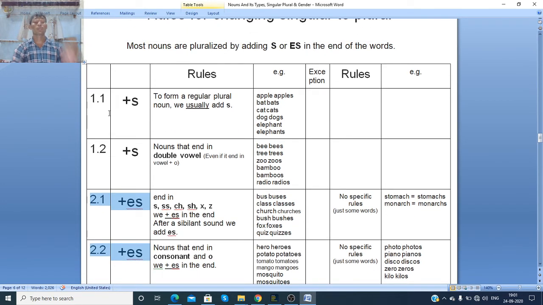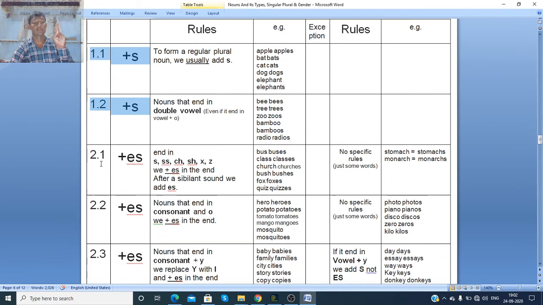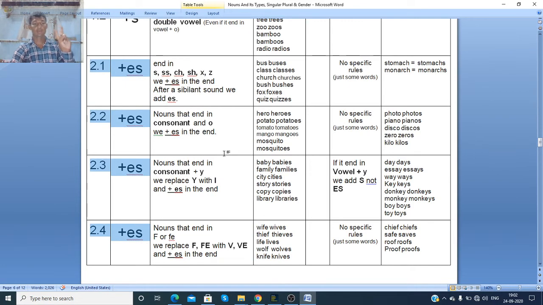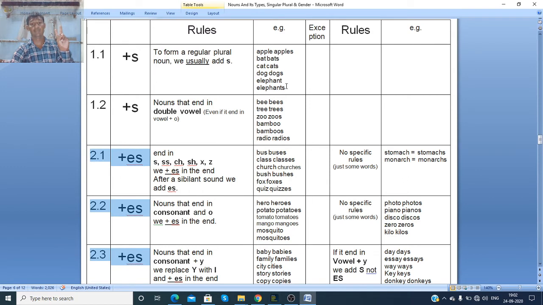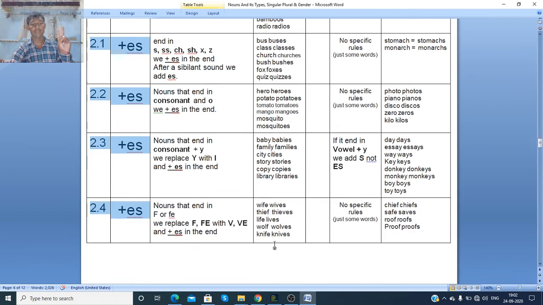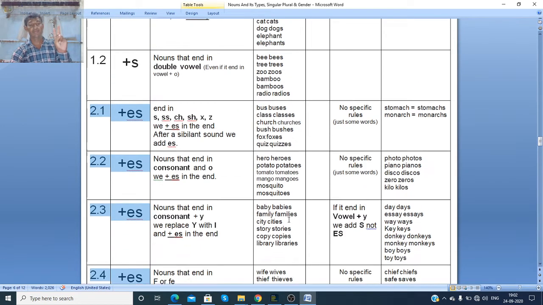So two ways of pluralizing are s and es, and the third one is changing the inside vowel sound, like foot, feet, tooth, teeth, goose, geese, man, men, woman, women. Number one way is adding s, like apples, cats, dogs, and number two is adding es, like foxes, mangoes, babies, lives, wives.